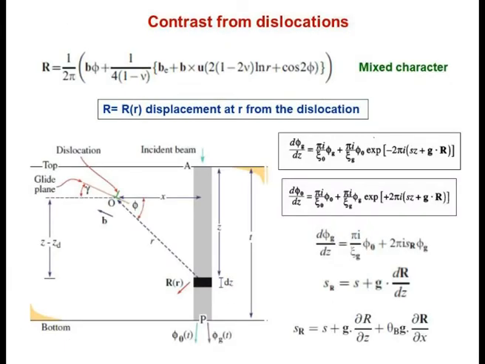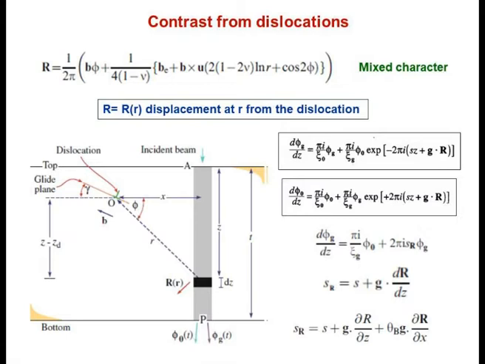Now for contrast from dislocations, in the expression which has been derived from dynamical theory, we have to use this factor. This is a combined expression for a mixed dislocation, which has both an edge and a screw component. If the edge component is not present, only this portion will come. If the edge component is absent and the screw is there, this is going to come.